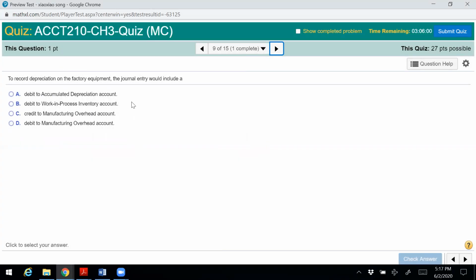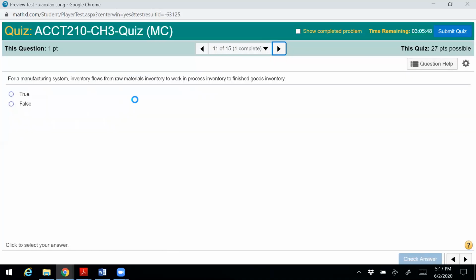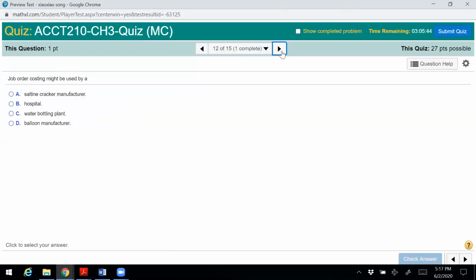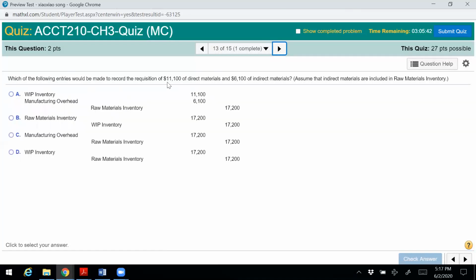Next one, I'm not going to say too much. Depreciation on factory equipment. Remember, factory equipment is manufacturing overhead, right? Allocated is always recorded. You should know this one. True or false, you should know this one. Job order, you should know this one, the first one.